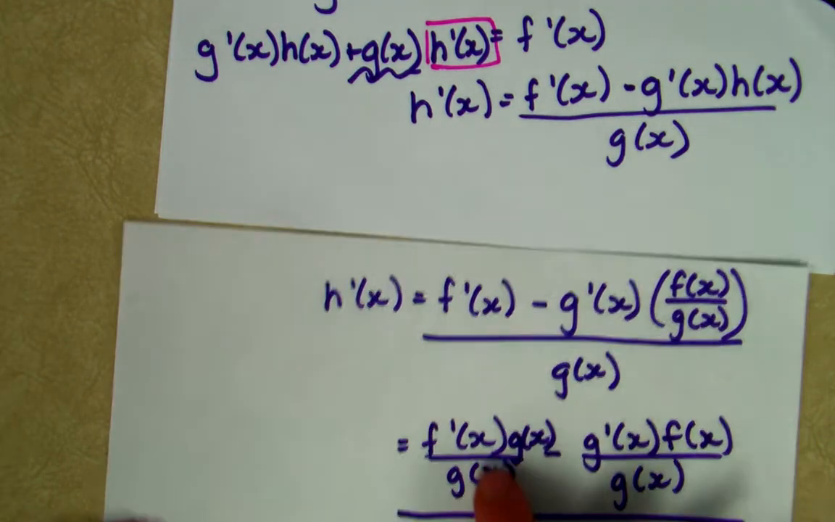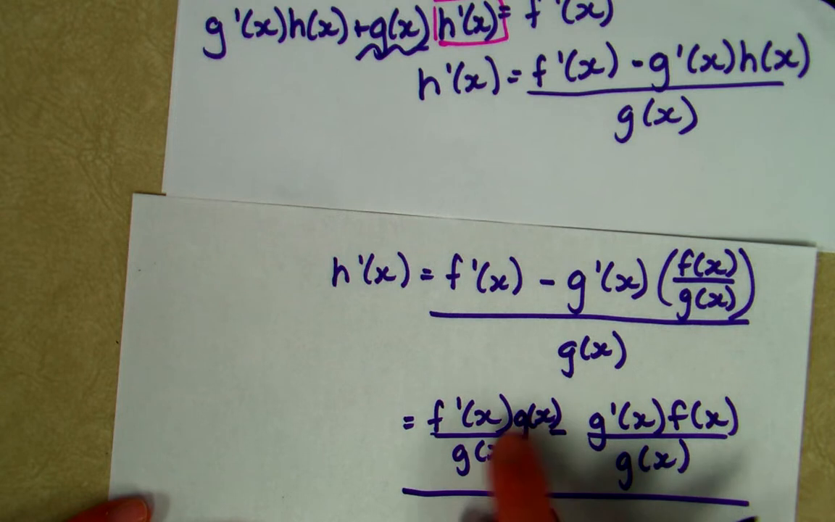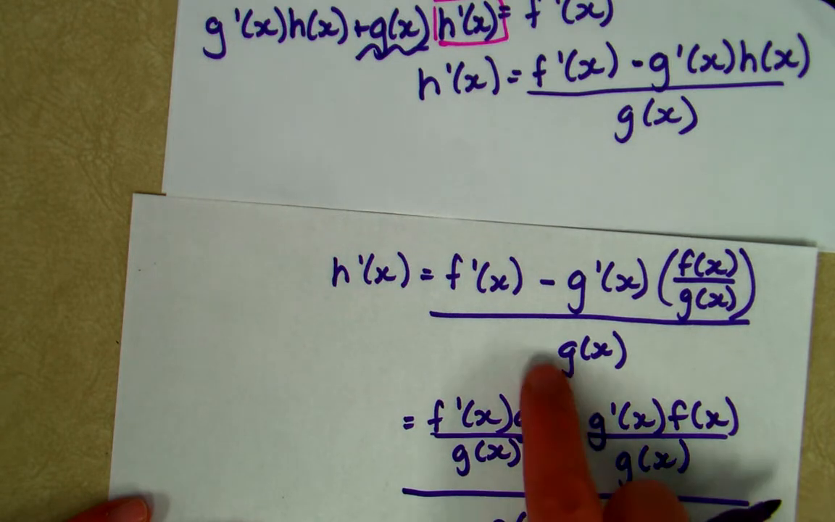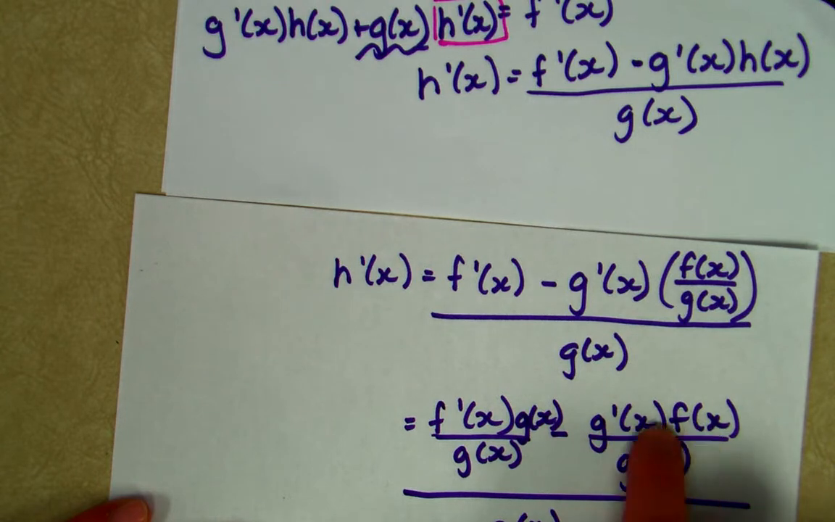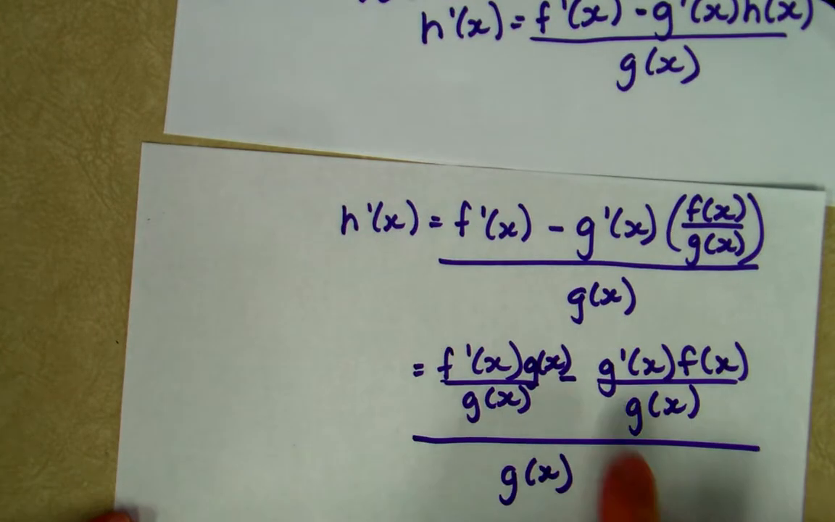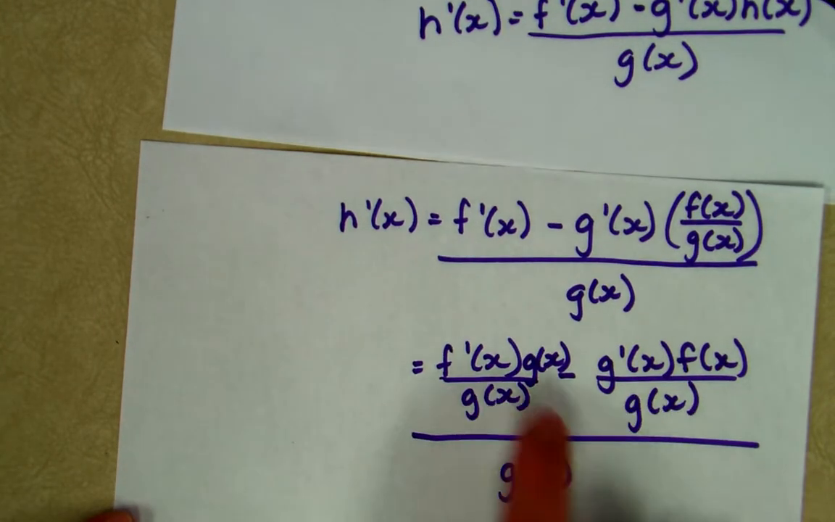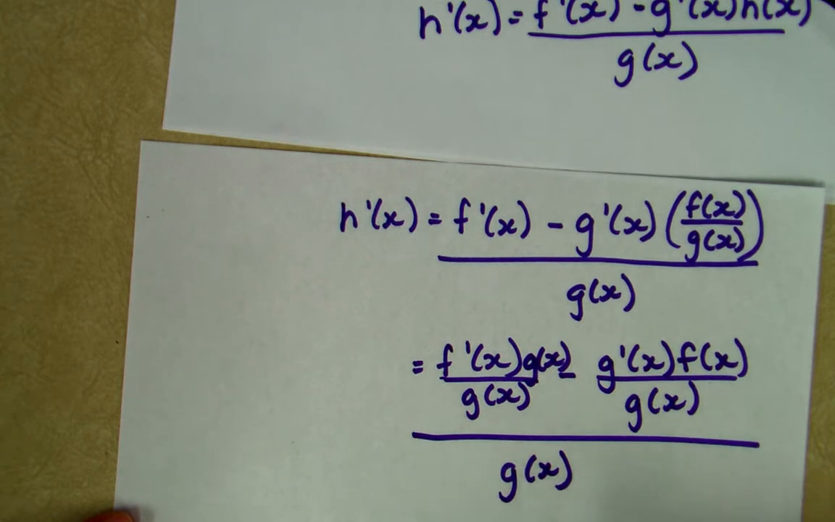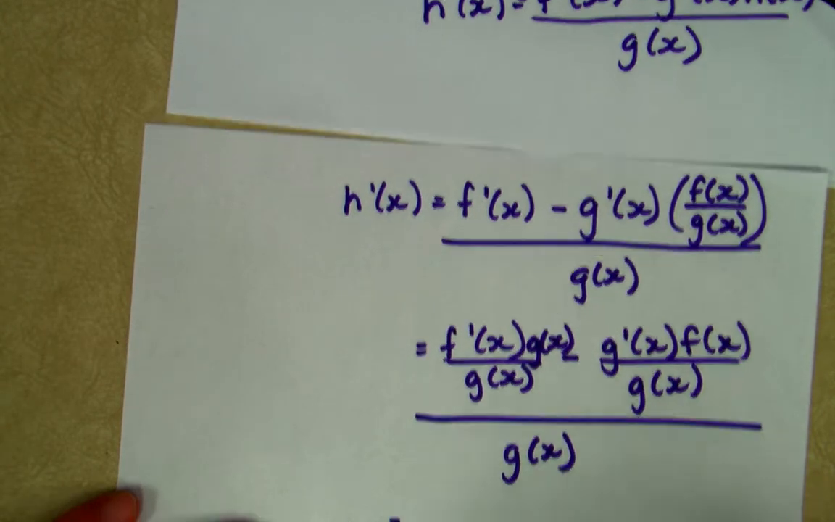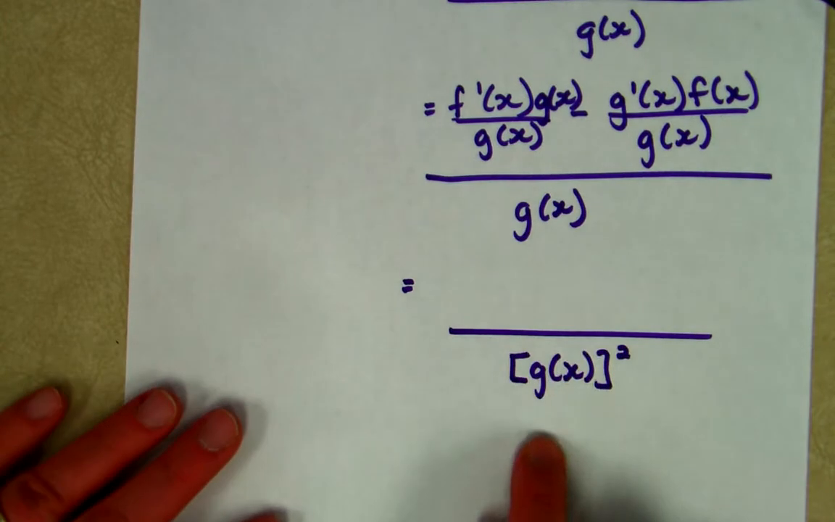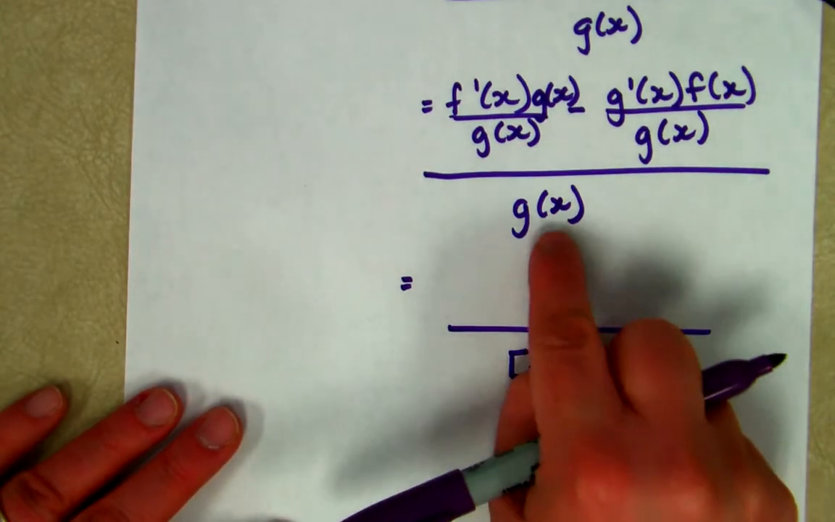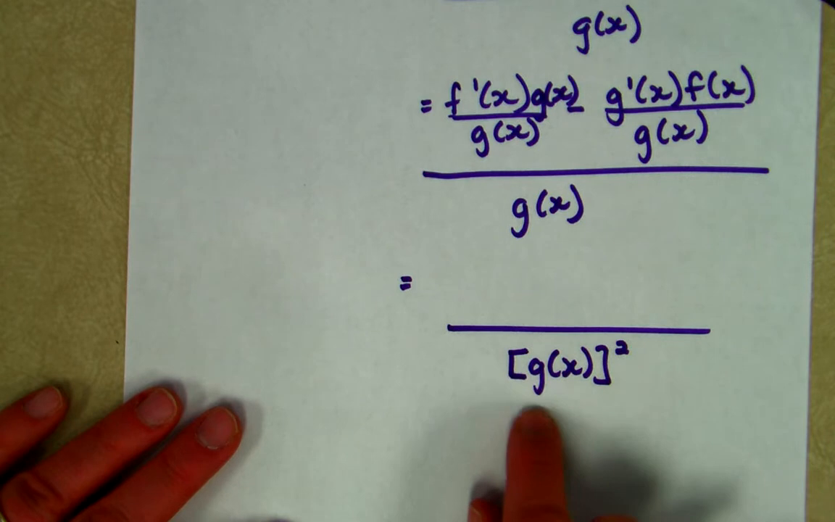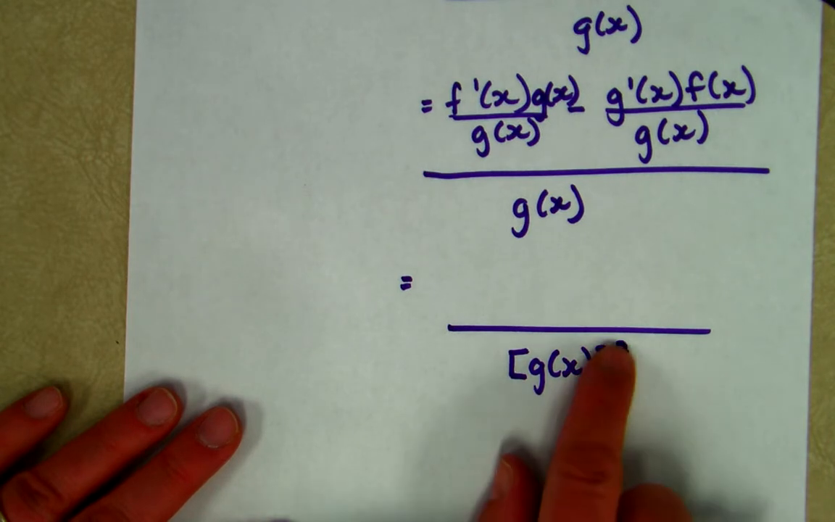So f prime became f prime times g over g minus, that's the middle sign there, g prime times f, that's what I have here, over g. Now, everything's being divided by g twice. So another way of writing that is divided by g squared. Because if I divide by 2 twice, it's the same as dividing by 4. So because I'm dividing by g at x and then g at x again, I'm going to just say that's the same as dividing by g at x squared.